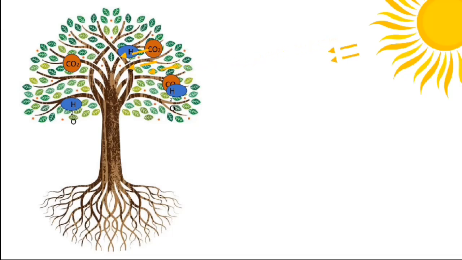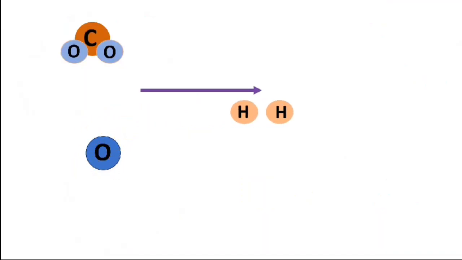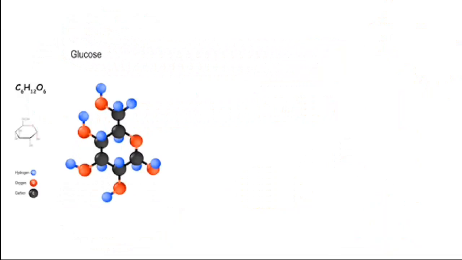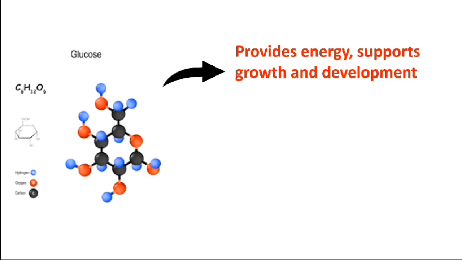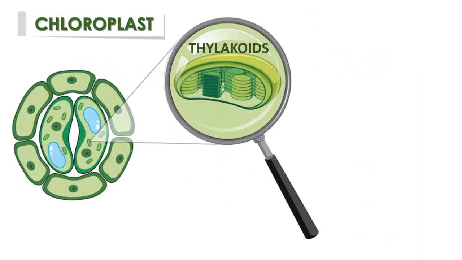Chlorophyll in the leaves absorbs light energy from the sun, which is used to split water molecules into hydrogen and oxygen. The hydrogen from the water and the carbon dioxide from the air are used to produce glucose. Oxygen is released into the atmosphere as a byproduct. Glucose serves as a source of energy for the plant, supporting growth and development. Excess glucose is stored in the roots, leaves, and fruits for later use.